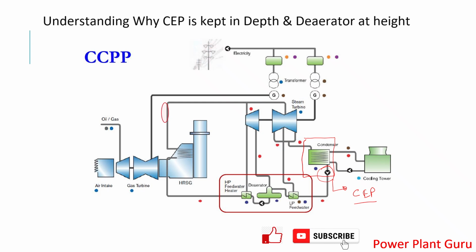Now we are going to talk about why the CEP is kept below the floor level. Let us assume there is something of this kind. The condenser is there, please excuse me for my poor drawing. There is a hot well, something like this, and then you have a pump which is taking suction from this, and there is a discharge.